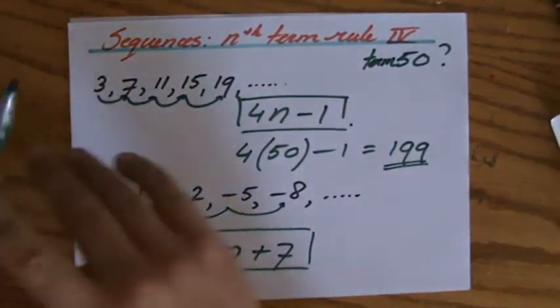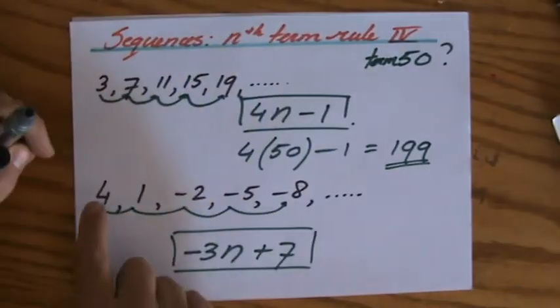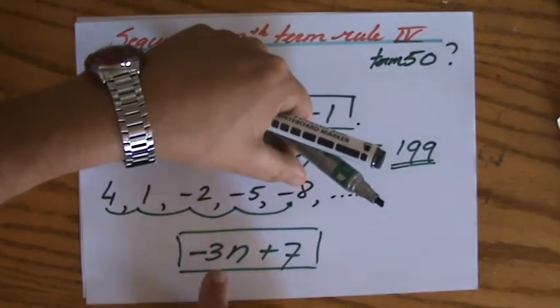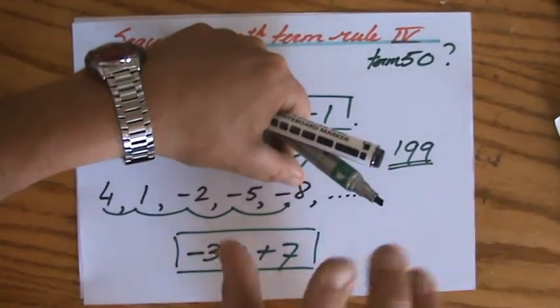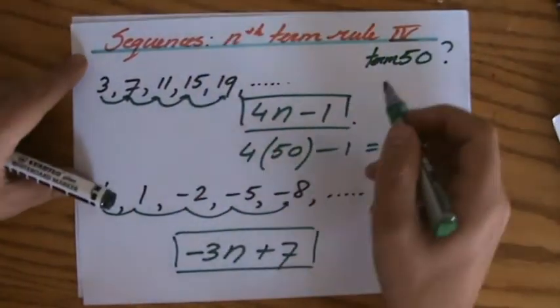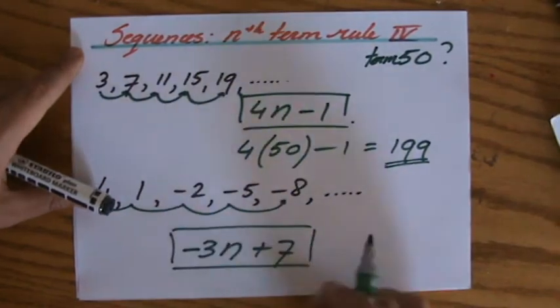Let me check that for, let's say, term number 5. 1, 2, 3, 4, 5, okay, minus 8 it should be. Minus 3 times 5 is minus 15. Plus 7 indeed is minus 8. So that's correct. Use that to find the value of term 50.